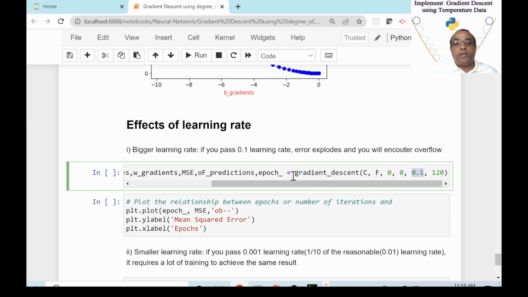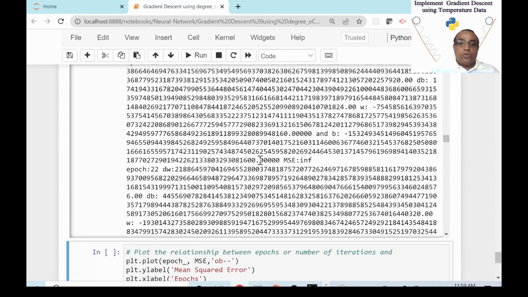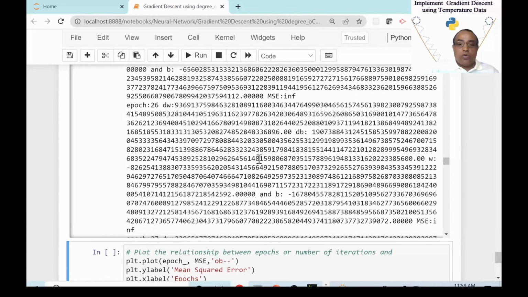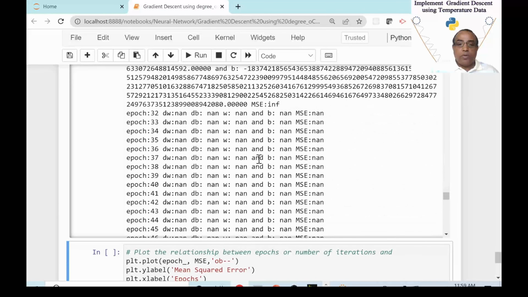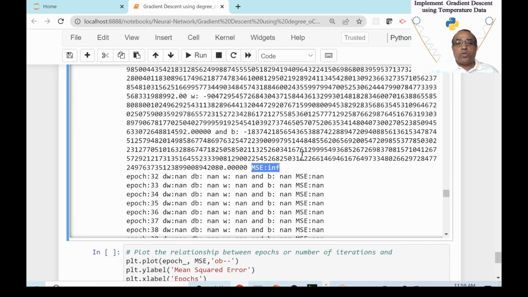So what will happen? Let's run this here. Oh, yeah, you'll see a very huge number. So if you have larger learning rates, what happens is your mean square error, or your loss, goes to infinity. So the gradient descent will not be able to find the minimum value of your loss. So that is the problem.